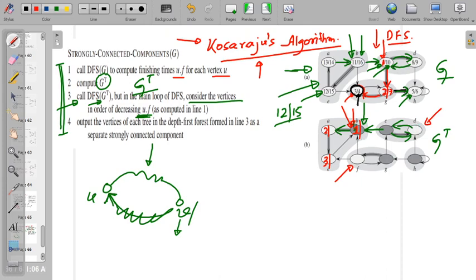So once I have done this, you see this thing is still white. I cannot explore from here to here because there is no path. So I have to end here, 4, and then I have to come back here. I cannot go anywhere, so this is 5, and then I have to come back here. I cannot go anywhere. So this is 6.